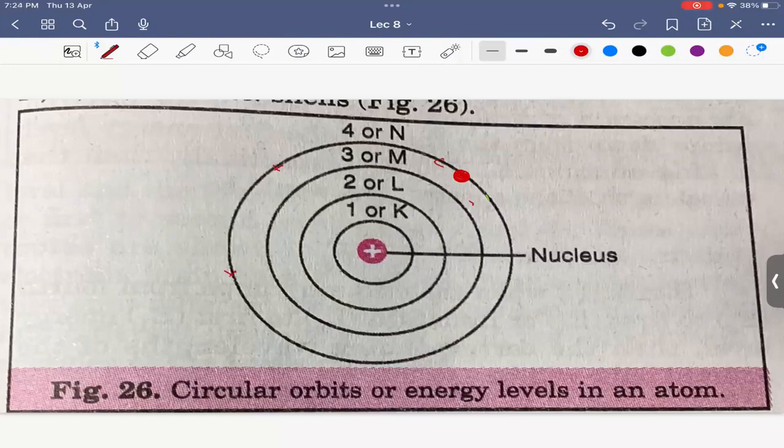So it cannot occupy this energy level, or it cannot occupy this energy level. There is no path between these two. There is a gap between these two. From this energy level, it can only jump to this energy level. There is nothing in between like this. So because of this, electrons do not continuously lose energy, as per the electromagnetic radiation, which was the problem with Rutherford's model.